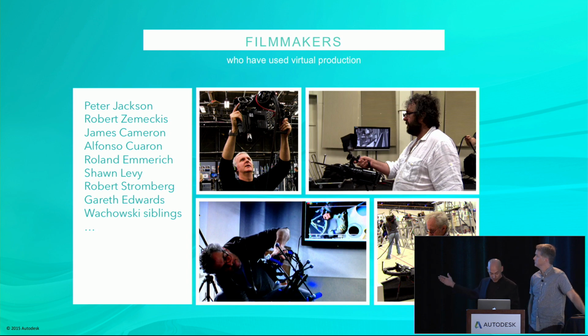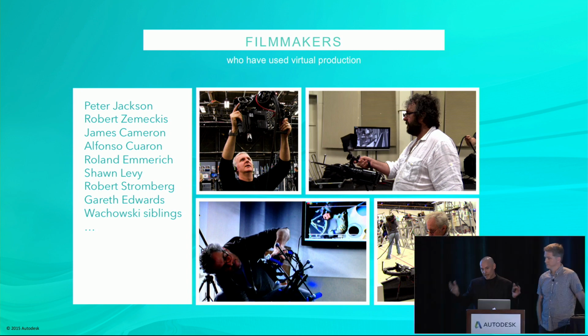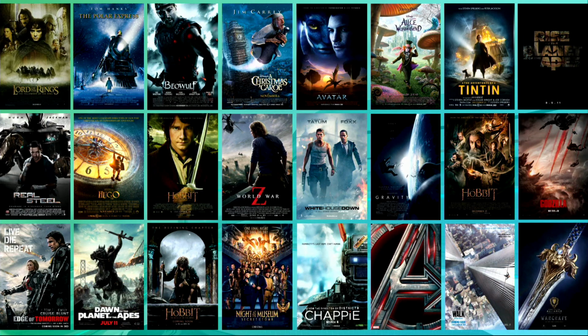And so virtual production has been around for a while already. You've seen, of course, we know about Jim Cameron using the technology. Peter Jackson used that technology, actually was right at the beginning of all this. Alfonso Cuarón here on Gravity, Steven Spielberg, Roland Emmerich, Sean Levy, Robert Stromberg, Gareth Edwards on Godzilla, the Wachowski siblings on Jupiter Ascending. The list is growing as this workflow is being embraced for parts or the entirety of a movie. This is a partial list of the movies that have used virtual production.